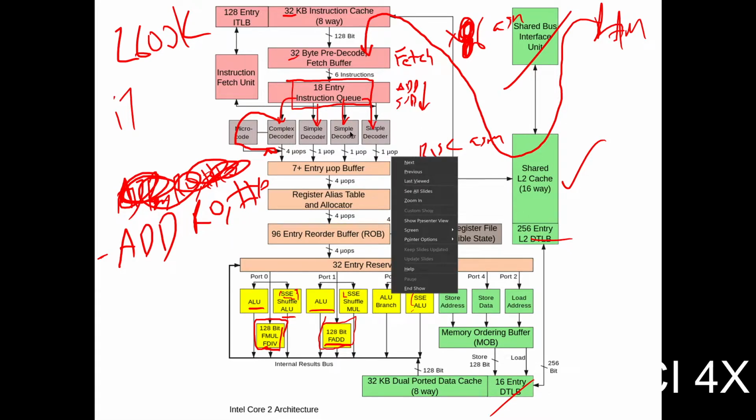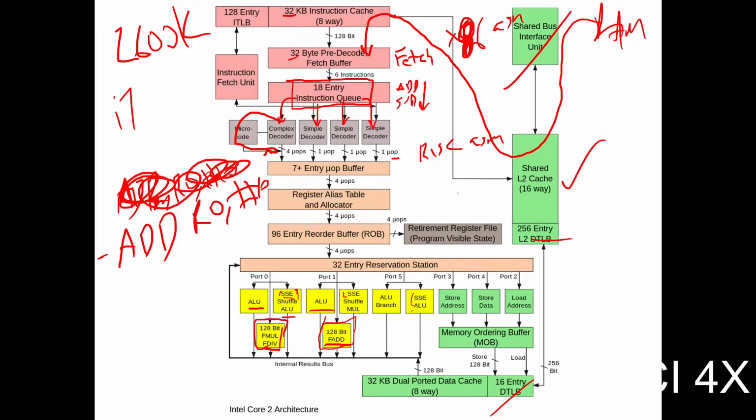Okay, and then basically what happens is there's a 7+ entry micro op buffer. So all these commands get translated from x86 into some sort of secret assembly that you don't get to know about. And then they are in this queue here. It does register alias table and allocator. So let's see, is this where renaming takes place? Probably. Register renaming, retirement register file, reorder buffer. Yeah, so it'll probably do the register renaming here.